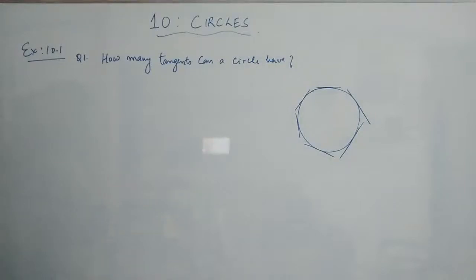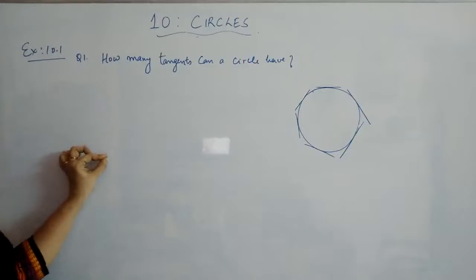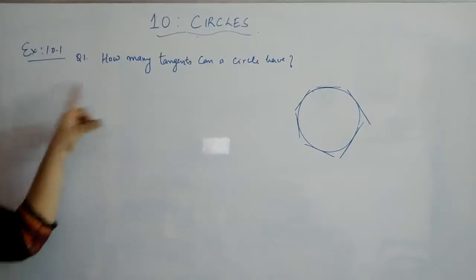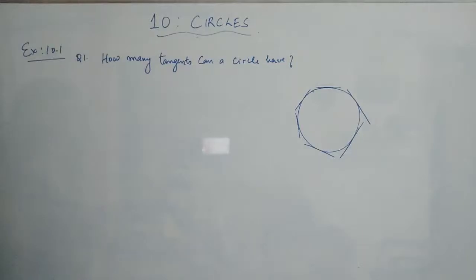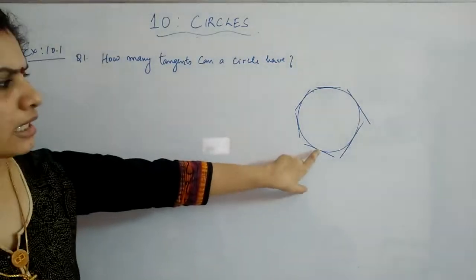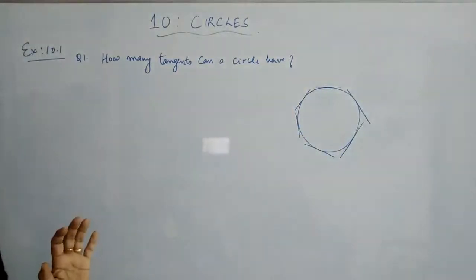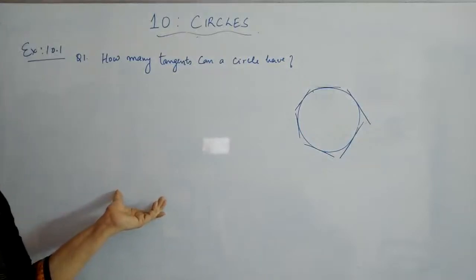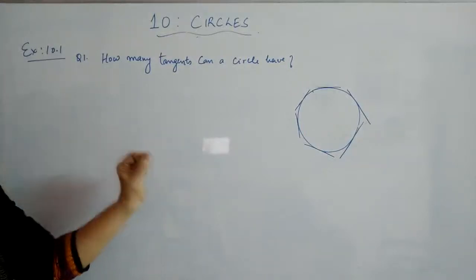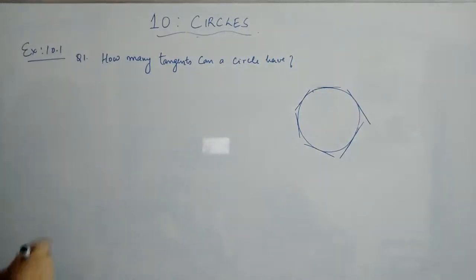So we have discussed that for a circle, at a particular point, you can draw only one tangent. But if the question is how many tangents can a circle have, a circle can have infinitely many tangents, like I have shown. There are infinitely many points on a circle, we know, so at each point we can draw a tangent. That is, a particular point will have only one tangent, but a circle can have infinitely many tangents.